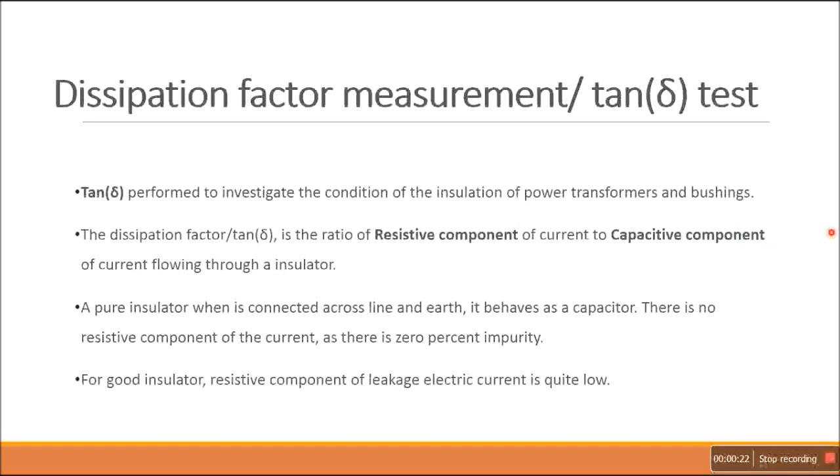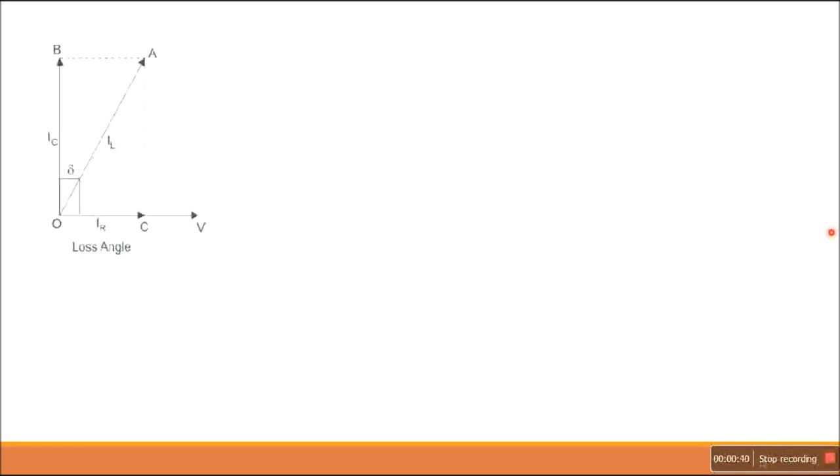A pure insulator which is connected across the line and earth behaves as a capacitor. There is no resistive component of the current as there is 0% impurity. For a good insulator, the resistive component of the leakage current is quite low, and for an ideal insulator, the resistive component of the leakage current should be 0. Now let me tell you what tan delta is.